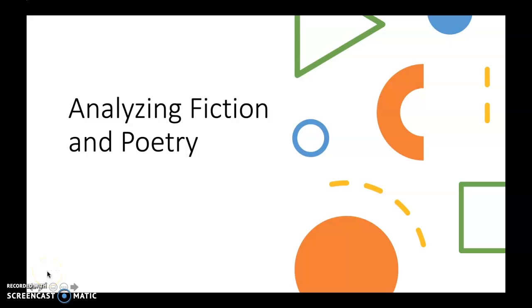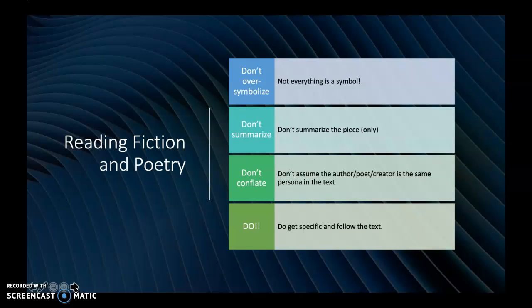Today we're talking about analyzing fiction and poetry. Reading fiction and poetry is not all that different from reading nonfiction, but there are a few things that can help us as we proceed through our fiction and poetry. First, we have to remember that not everything is a symbol, and if something is symbolic, we have to be very clear about what it symbolizes.